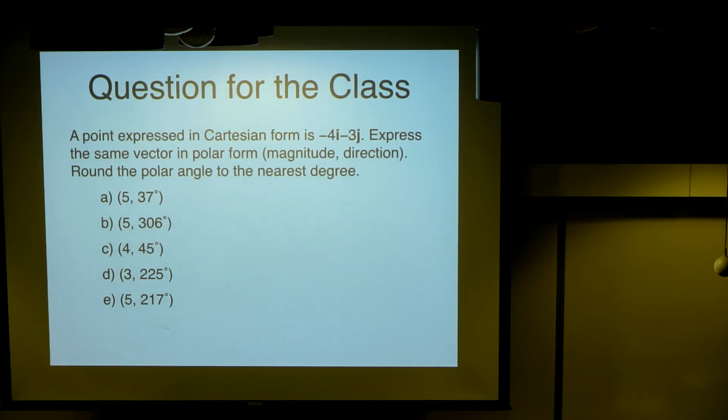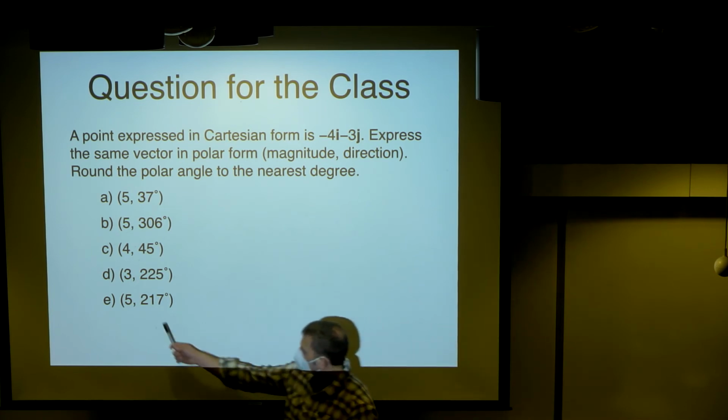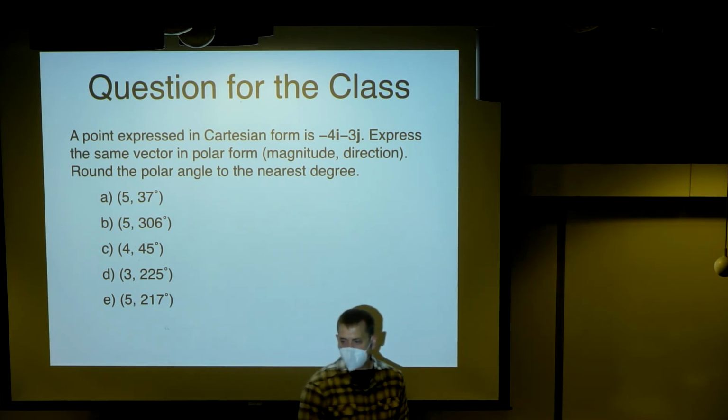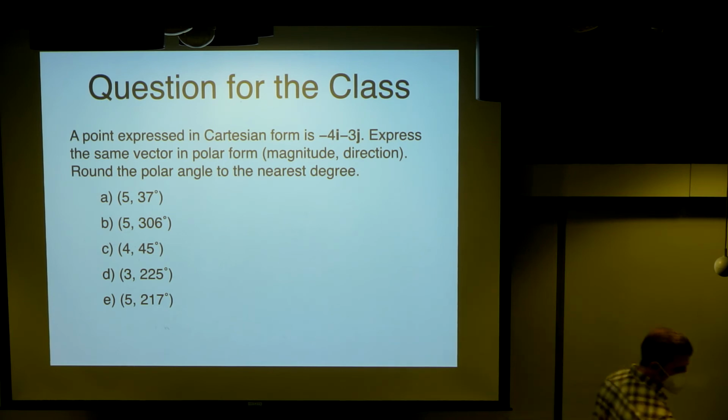Okay. So with that in mind, let's say we have this vector. We have the vector minus 4i hat and then minus 3j hat. What I want you to do is express this same vector in polar form. So that is, find the magnitude and find the direction. And when you find the direction, just round your answer to the nearest degree. Okay? So the way I'm presenting it here is just the first number is the magnitude, second one is the direction. So which one of these is right? Take a minute to work it out.